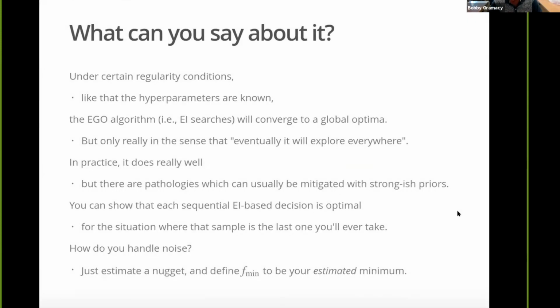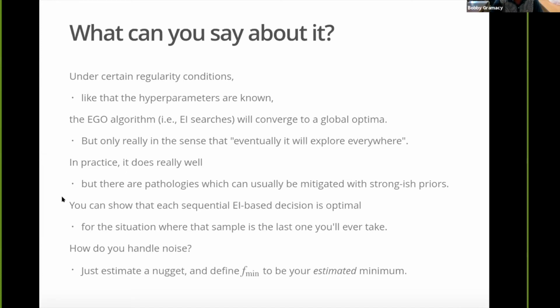Okay, so that's hopefully to convince you that this is a good idea. You can prove things about it, that eventually EI will converge, but only in the sense that eventually it will explore everywhere, which is not what you want. You don't want to wait till eventually. I always hate those asymptotic arguments. This is all about not eventually. The whole point of what we're doing is to limit ourselves to soon instead of eventually. And in practice, it does really well.